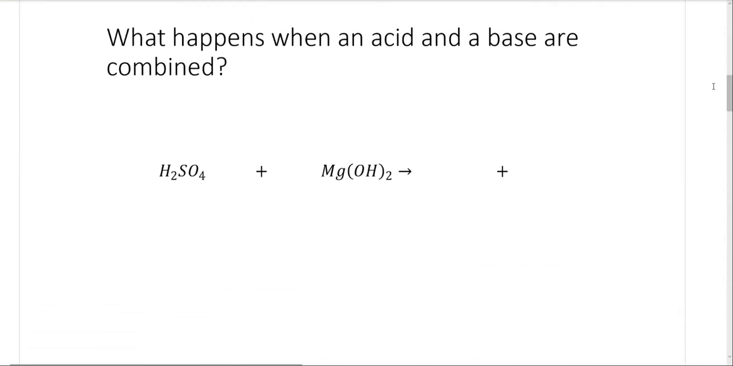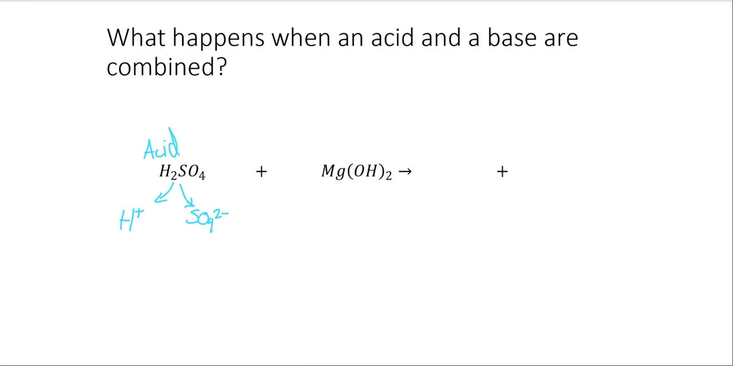So let's first ask ourselves, what happens when you combine an acid and a base? Well, if we think about it, acids and bases are already in a solution, so they're going to undergo dissociation. So let's see what ions each of these dissociate into. The H2SO4, hopefully we recognize that this is an acid, because it begins with H, is going to dissociate into H plus ions and into SO4 2 minus ions.